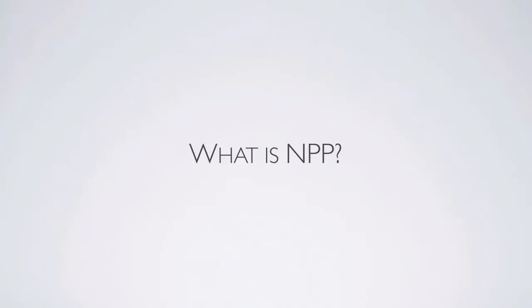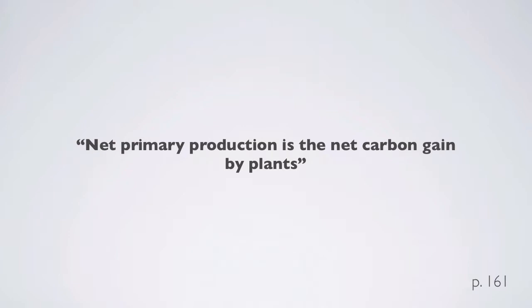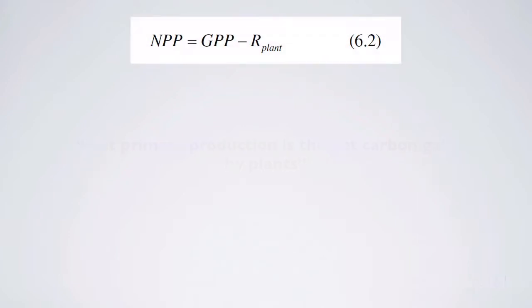We know that NPP is the difference between GPP and respiration, but what is left over after respiration? Net primary production is the net carbon gain by plants. And the equation that we use for NPP again is GPP minus the respiration by plants.